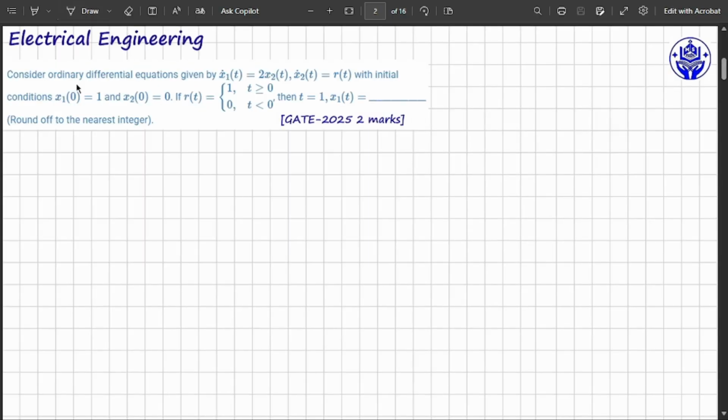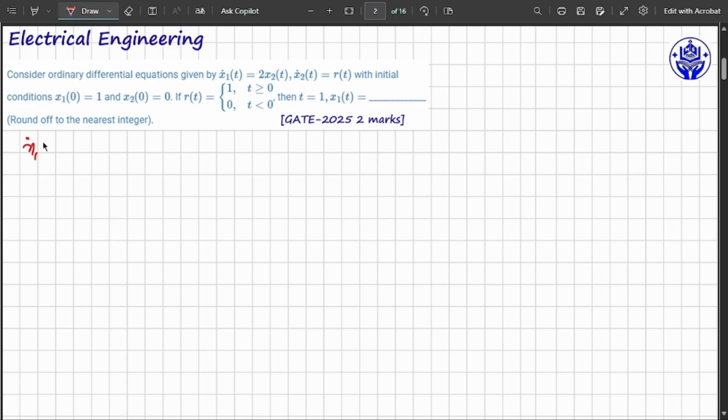The first question is related to system of differential equation, and it is one of the new questions. This is a recent question from 2025, and it is very important because it is new. Okay, this is the new question. It is related to system of differential equation. What is the system of differential equation?